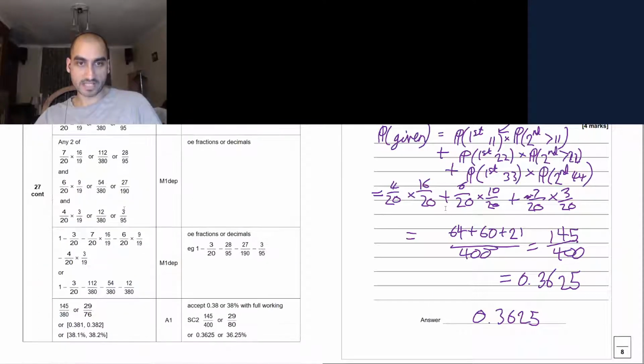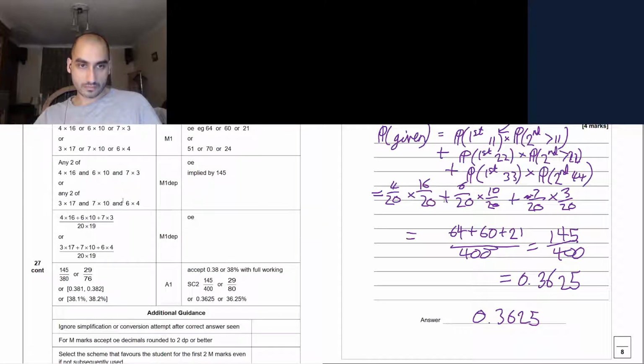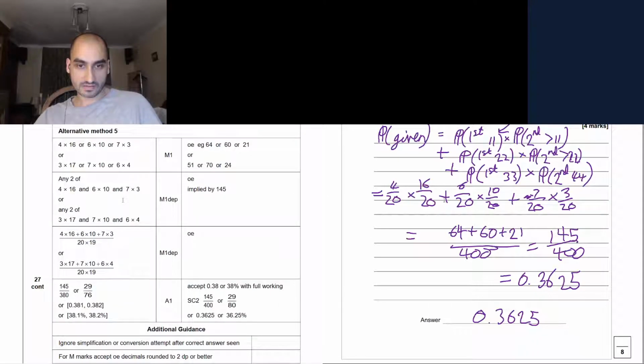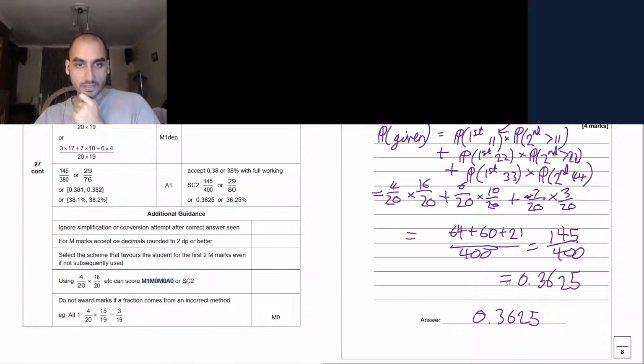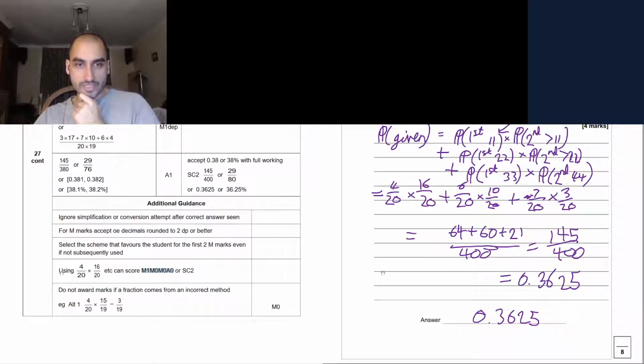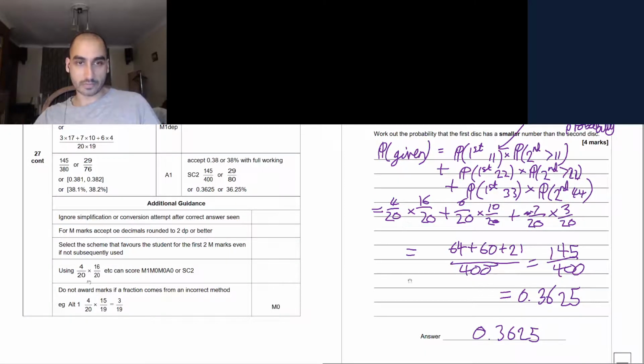Oh my god, there's 4 pages of... Five pages of this. Using 4... Oh, here we go. This is what they're saying. So, using 4 out of 20 by 16 out of 20. Is that what I wrote? Yes, this is exactly the error I made.